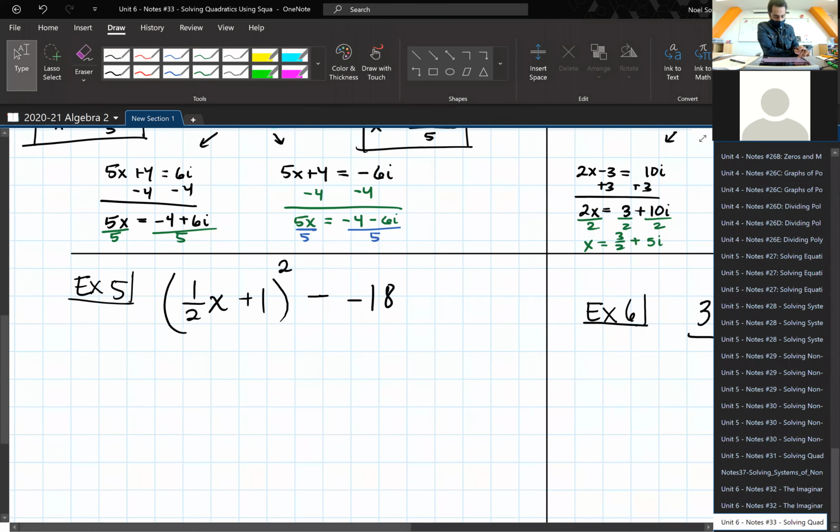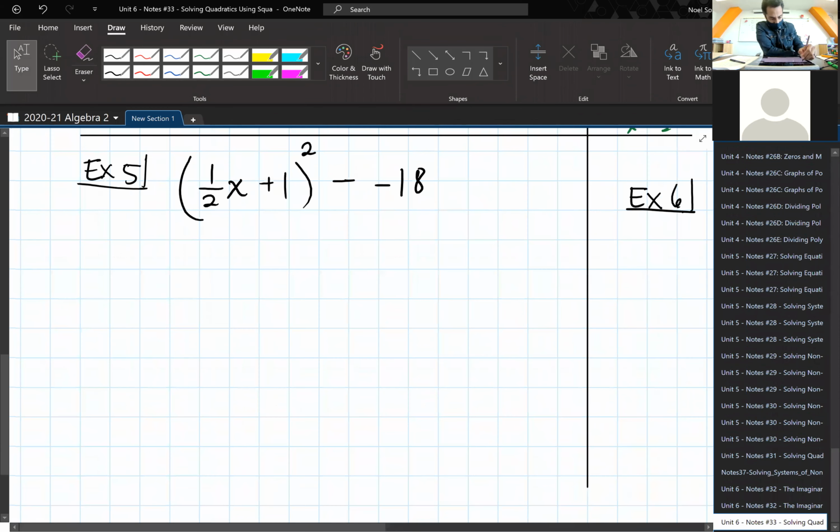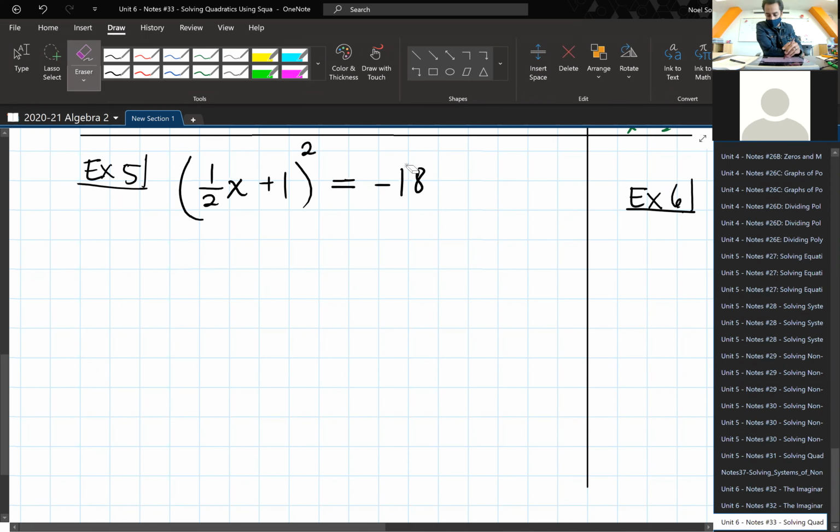All right, let's move on to number 5. Oh, this should be equals. Sorry. Let's try this one out. Once again, it's ready for square rooting, okay? Because you have the parentheses and the power of 2 on the left side by itself, okay? Let me give you a little example. I'm going to still do the same problem, but let me just show you an example of where it's not ready to be square rooted.